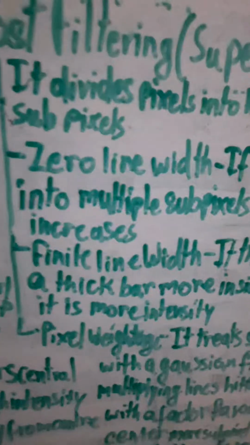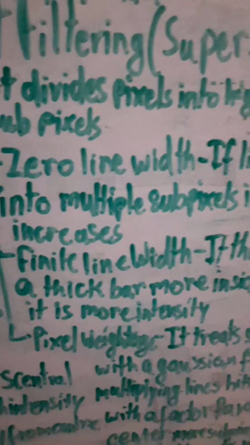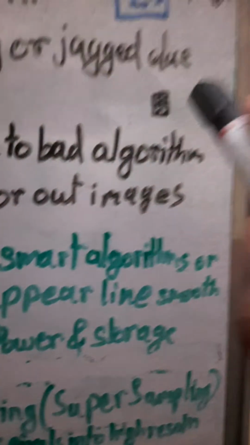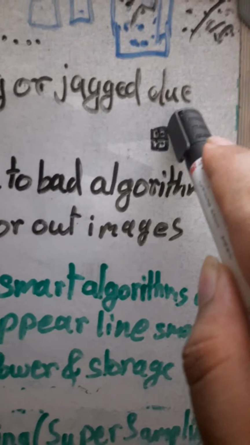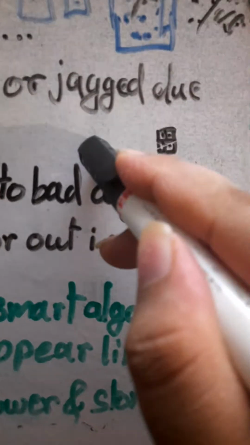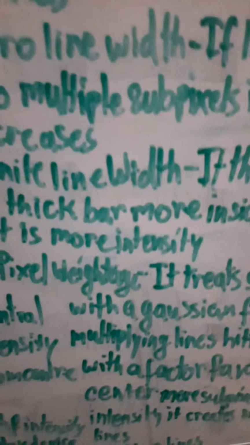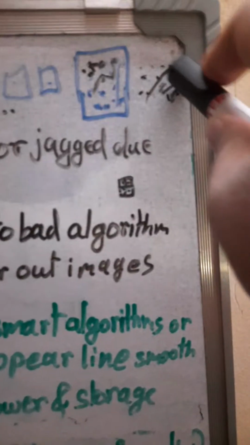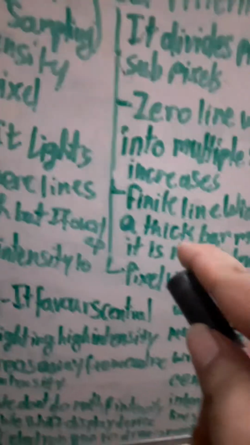And here it divides into subpixels. I told you zero line width: the more the line falls on the subpixels, the more intense it is. Finite line width thinks of the line as a solid thing which passes, and the more it is inside the polygon, the more highlighted it is. Zero is the unweighted version, finite line is the weighted version, and pixel is just a sophisticated version of finite line width.